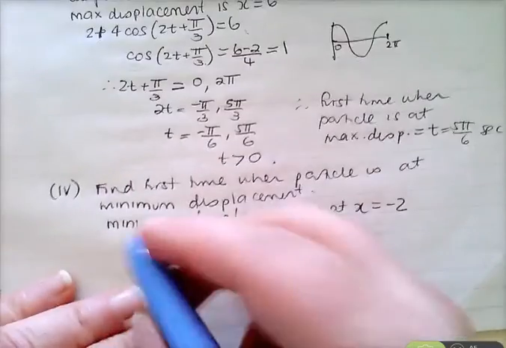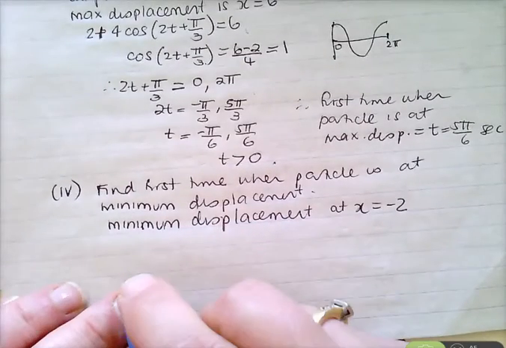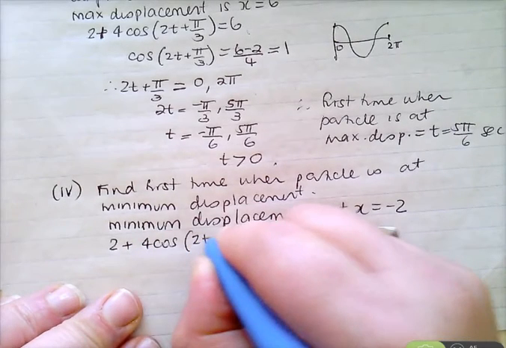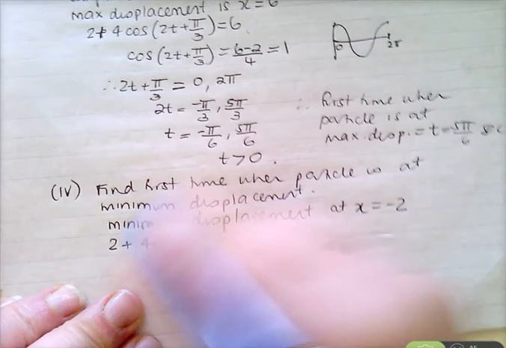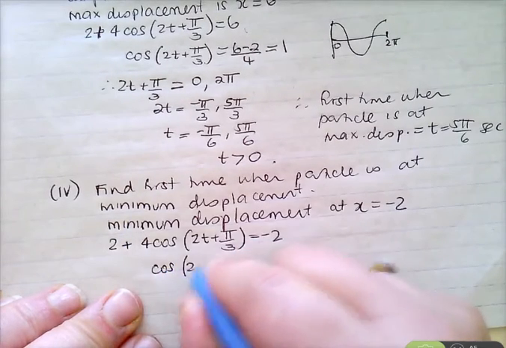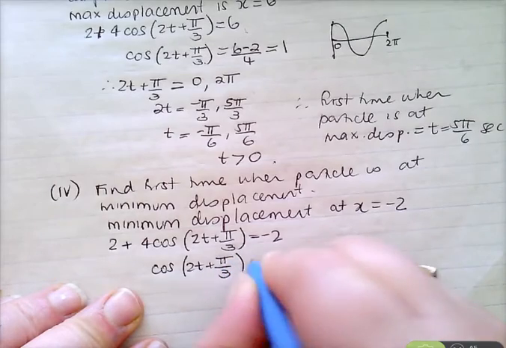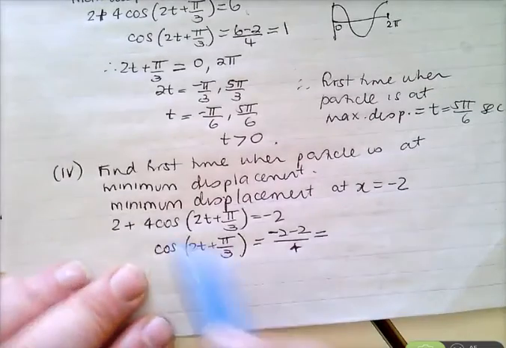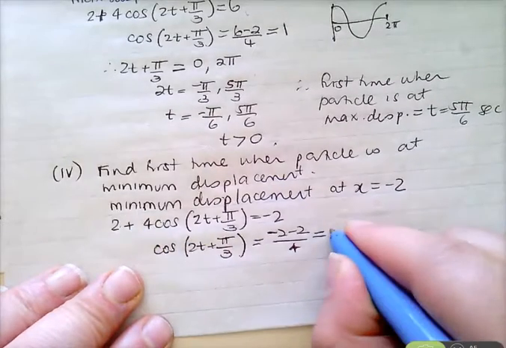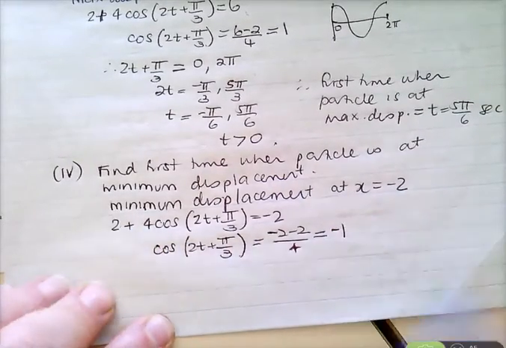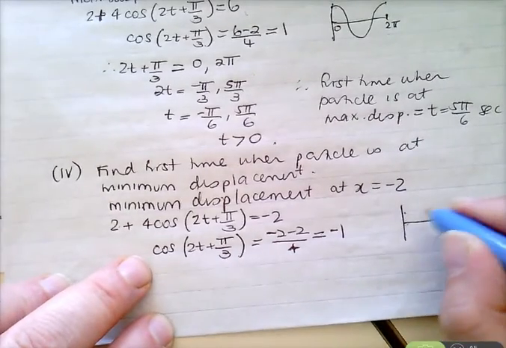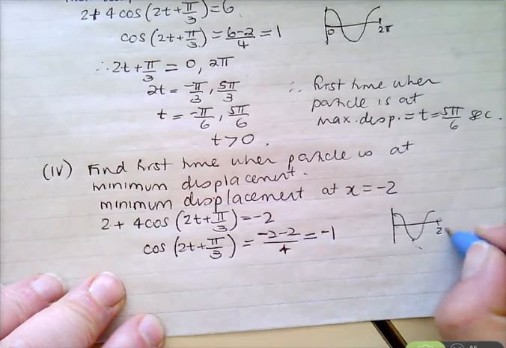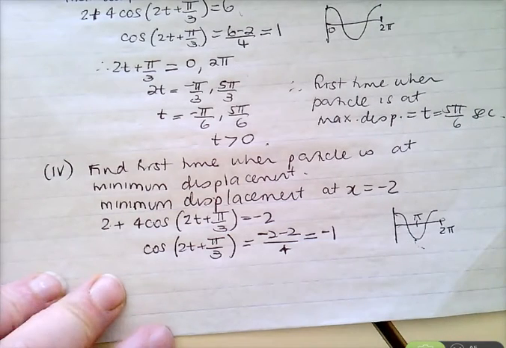Okay, so let's substitute x is -2. So we've got 2 plus 4 cos(2t plus pi on 3) equals -2. Just rearranging this, we get (-2 minus 2) over 4. So -2 minus 2 divided by 4 is -4 on 4, which is -1. So cos of what is -1? Well, cos of pi is -1.